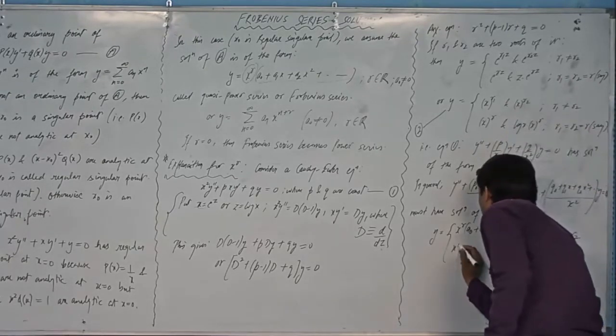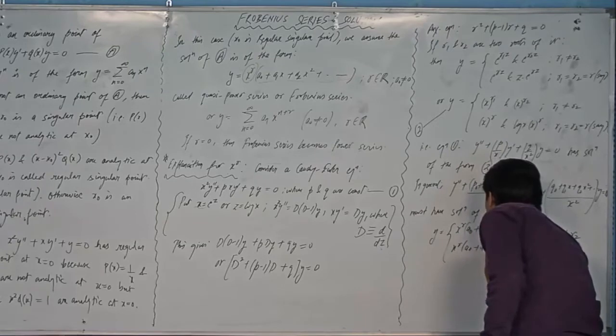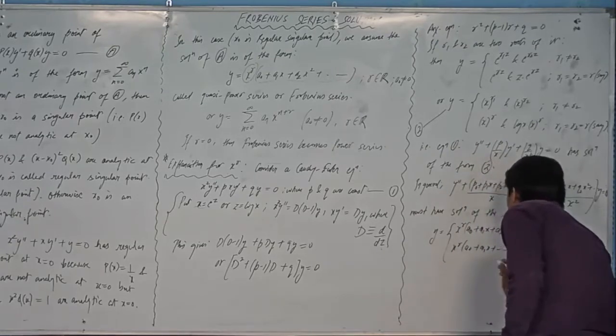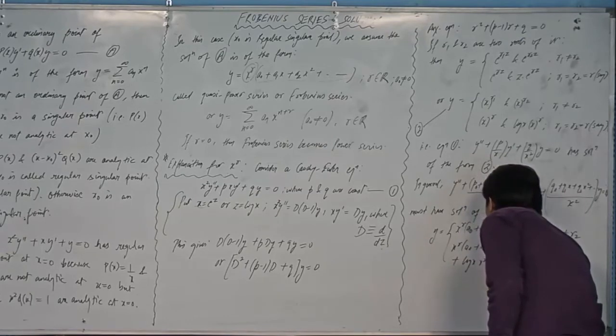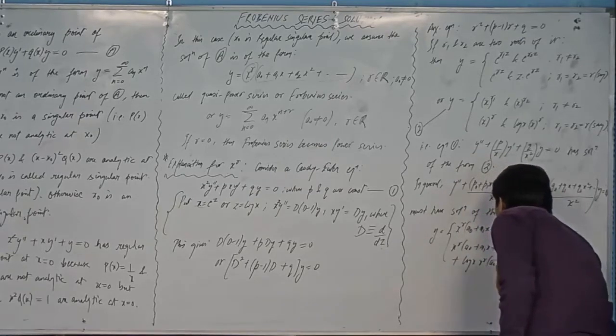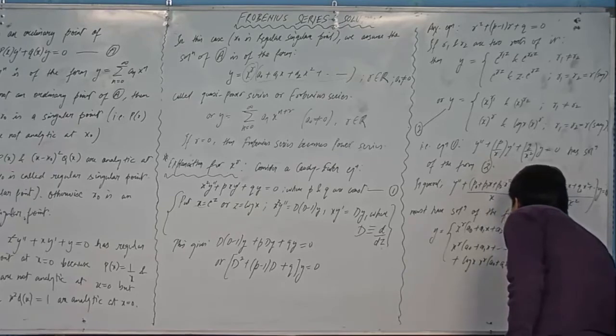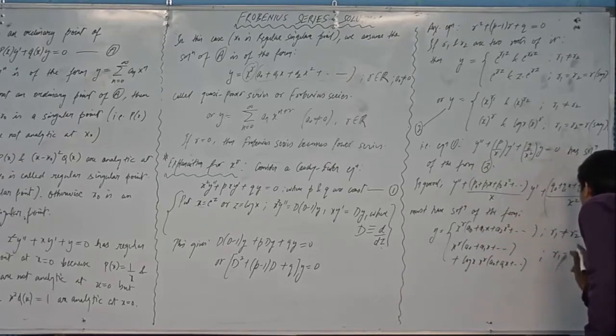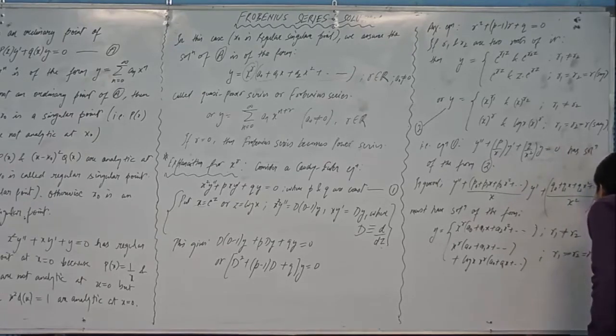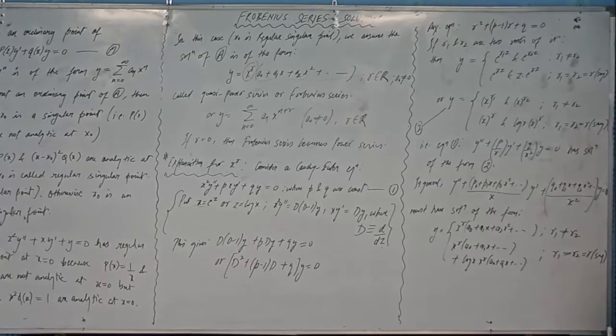The first solution will be the same, a naught plus a1x plus so on, and the second solution will be obtained by just multiplying the previous solution by log x, right? This is for the case when r1 is equal to r2 is equal to r, right? I will repeat that point.